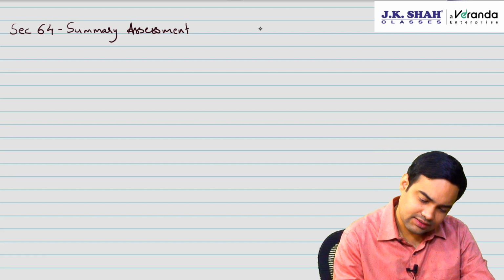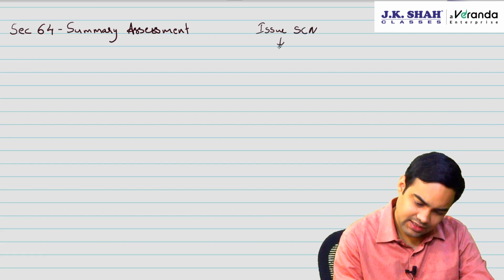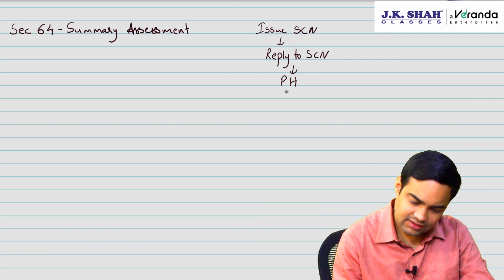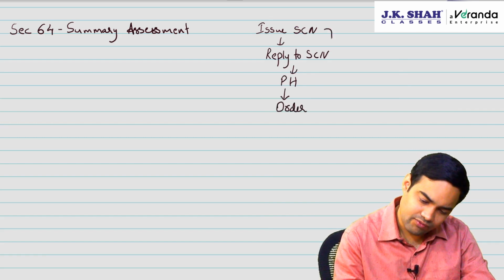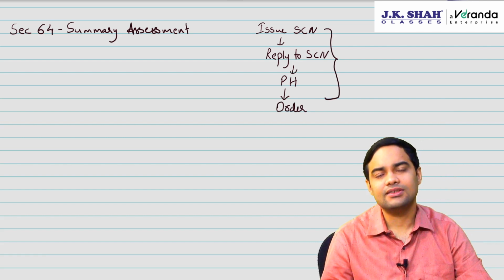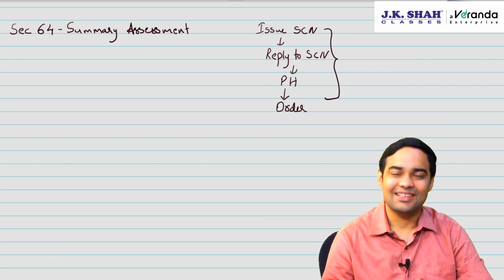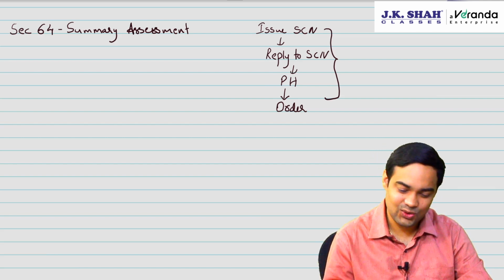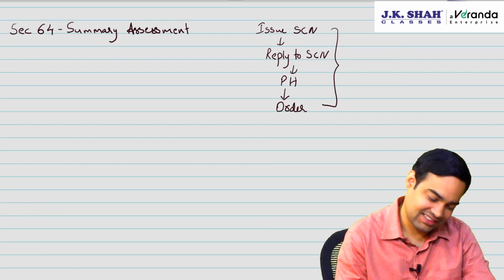Now what happens? Everything takes time. Issue of show cause notice, then the person will reply to the show cause notice, then there will be a personal hearing, then an order will be passed. Within this time limit, the person would have already run away. Correct, right? Now in this case, what to do before he runs away? Can we do something? Yes, summary assessment.